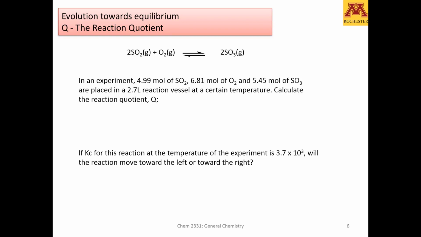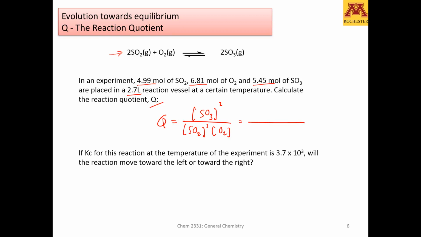Imagine that you have in a container, you add these many moles of sulfur dioxide, these many moles of oxygen, these many moles of sulfur trioxide, and they react according to this reaction. The volume of the container is 2.7 liters, and it's asking you to calculate the quotient Q, and it will tell you whether it is going to go to the right or to the left. First, let's calculate Q. Q will have the same expression as the equilibrium constant, that is concentration of products over concentration of reactants.